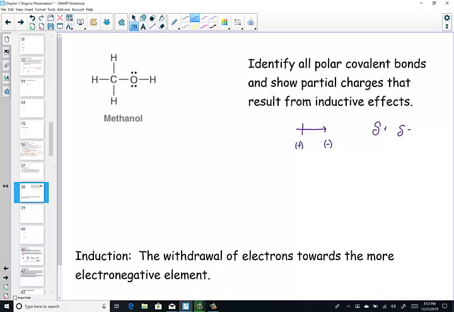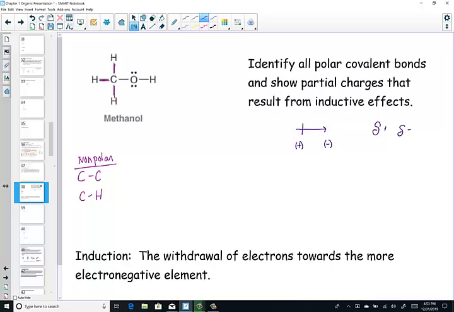So let's find all the polar covalent bonds in this structure called methanol. And remember, we had just said a carbon to carbon and a carbon to hydrogen, you should just flat out memorize. These are non-polar. So right off the bat, I can eliminate those 3 bonds as not being polar.